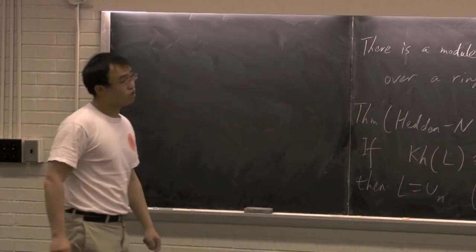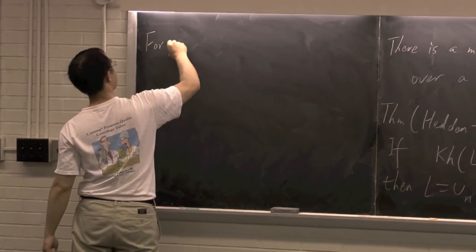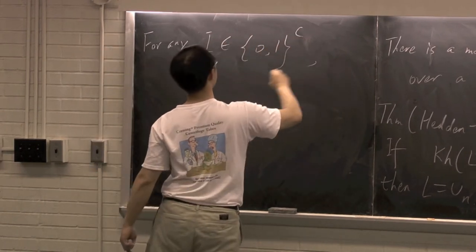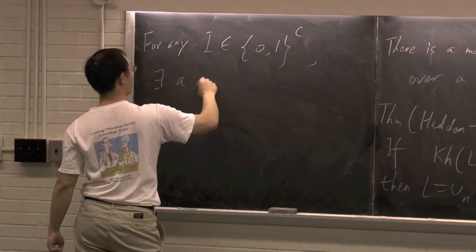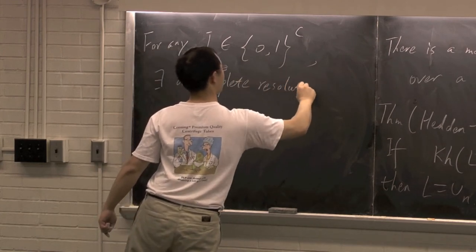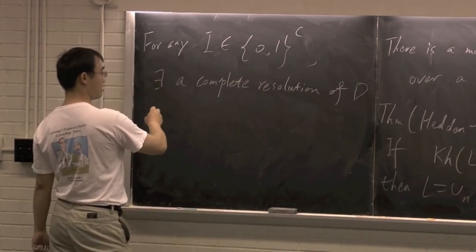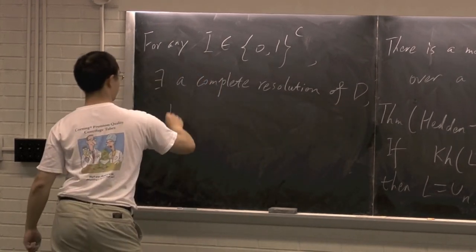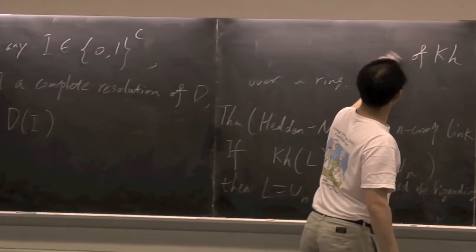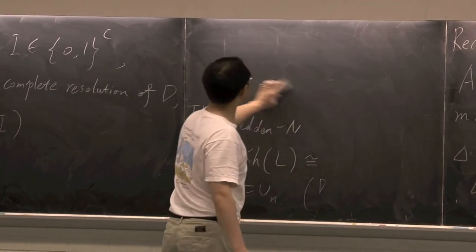So if there are C crossings, then for any I in {0, 1}^C, there exists a complete resolution of the notion of D. Let's call this resolution D_I. So basically, at every crossing, we choose a way to resolve the link diagram.